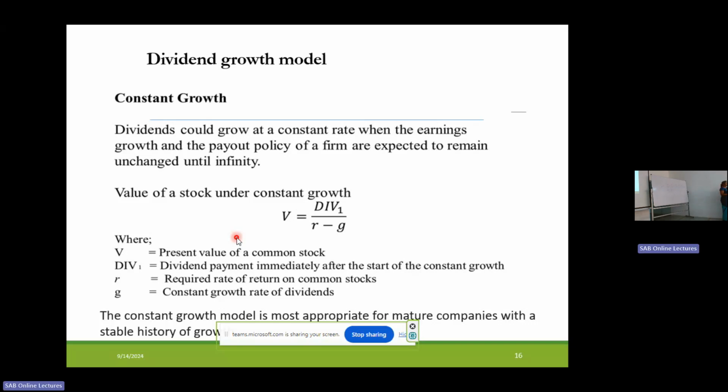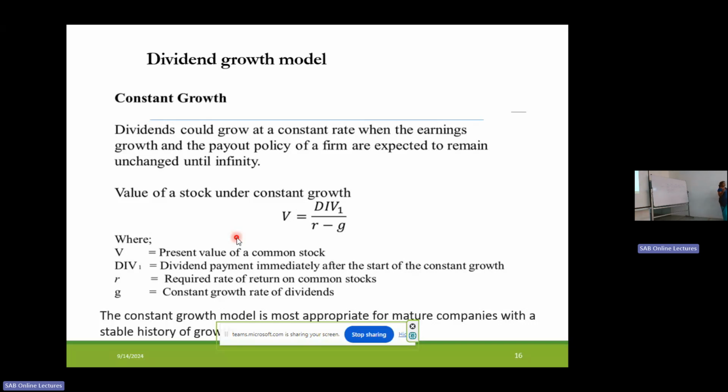Dividends keep increasing at a constant rate. So that is what we call constant growth of the dividend. Practically you will face this when you are valuing a company in such a situation. So when there is a constant growth in dividends, you have to apply the constant growth model.